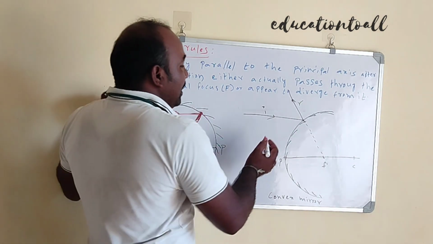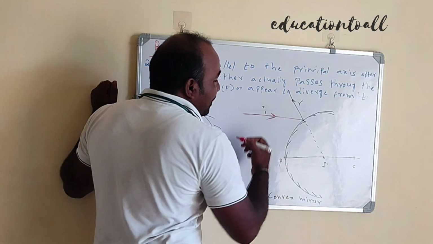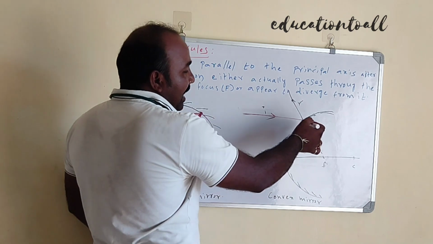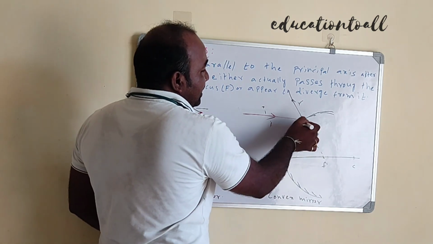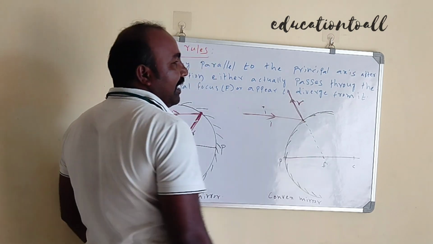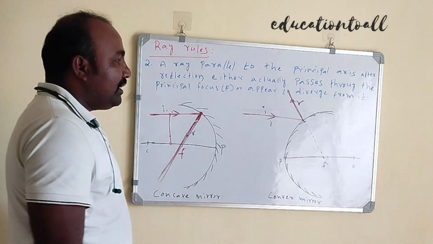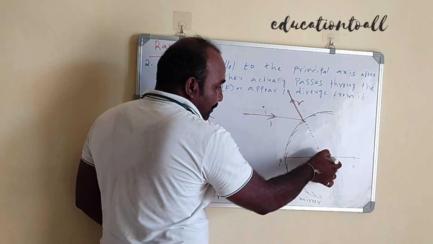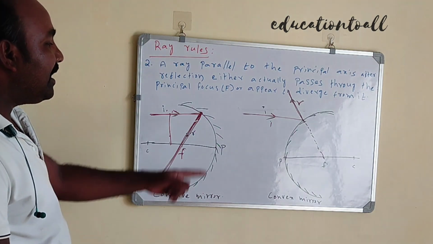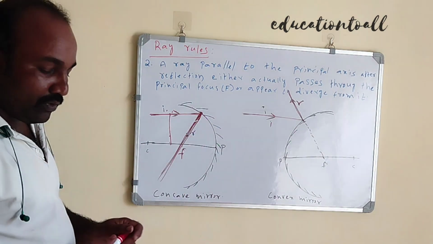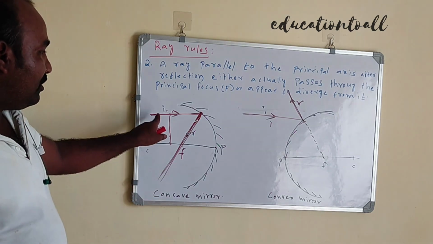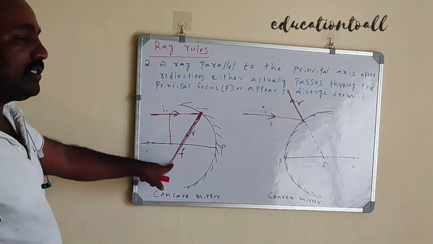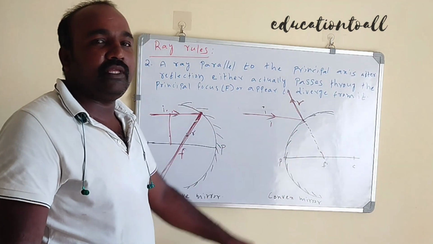At the same time, in a convex mirror also, an incident ray is passing parallel to the principal axis. So this is the incident ray, and this is the reflected ray. This reflected ray is a diverging ray. If the reflected ray is extended back like this, it appears to pass through the focus in a convex mirror. So this is the second rule: a ray parallel to the principal axis, after reflection, passes through the focus or appears to pass through the focus.